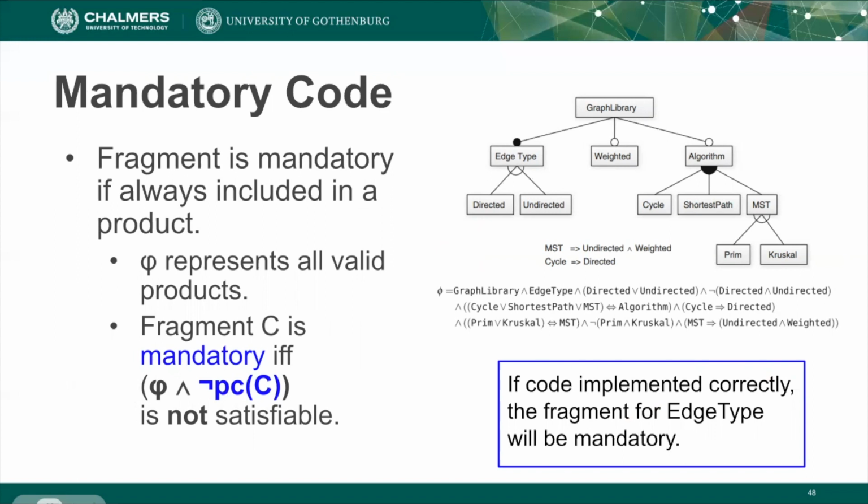Right now, in that simple example we had in the last slide, there were no such cases. But if we go back to our graph library, we see the edge type feature is mandatory in the model, right? If our code matches that model, the presence conditions for edge type will ensure that the corresponding code fragment is mandatory as well. Otherwise, there might be a mistake in our code.